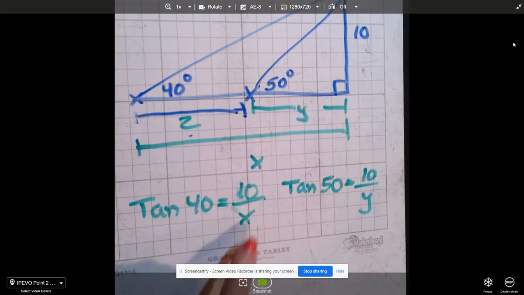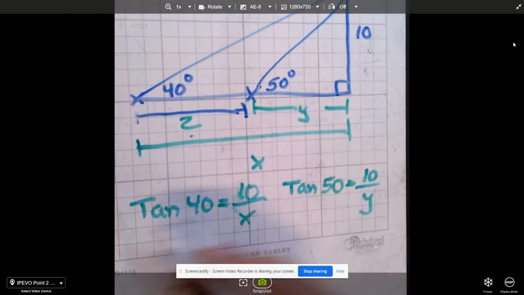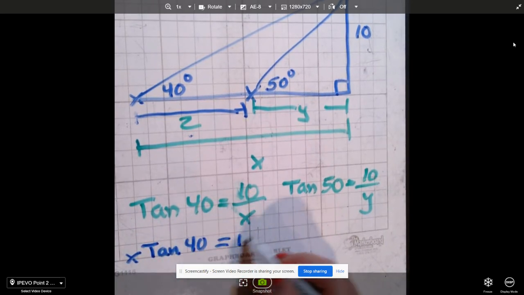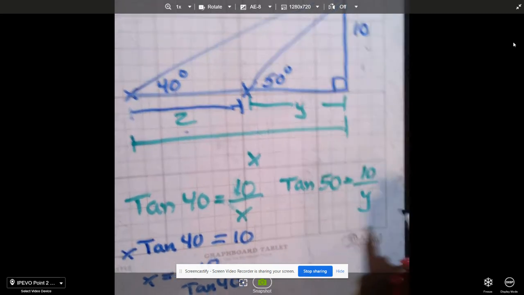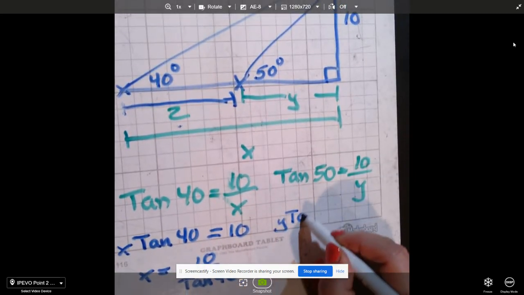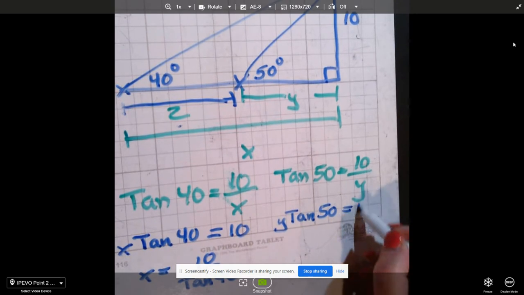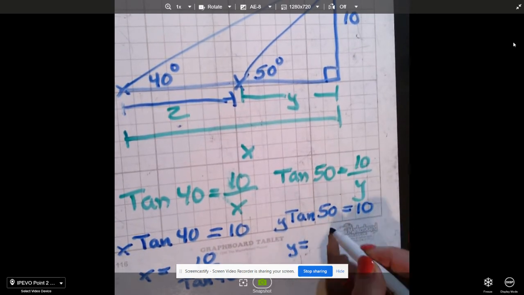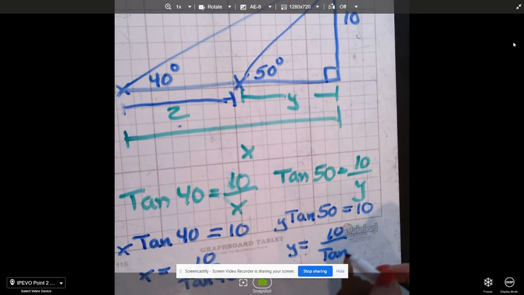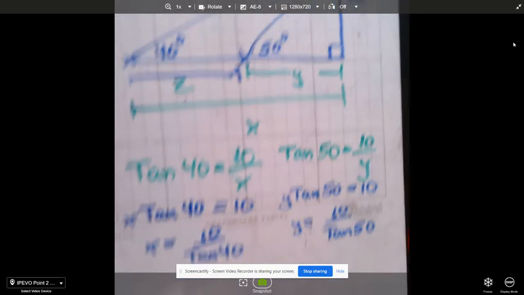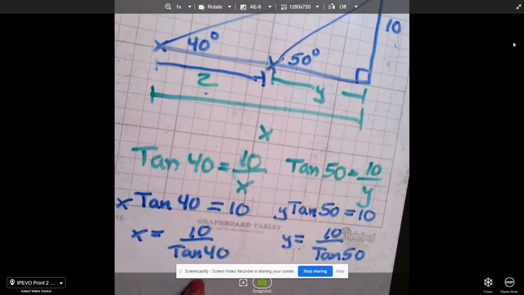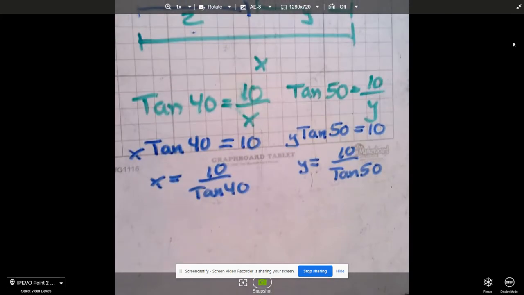So let's go ahead and solve this equation for x. If I cross multiply, I'll have x tan 40 equals 10. And if I divide by tan 40, I'll know what x is. Same thing here, right? y tan 50 equals 10. y equals 10 over tan 50. Well, don't forget, these two things here are just numbers. Tan 40 and tan 50, those are just numbers, right?